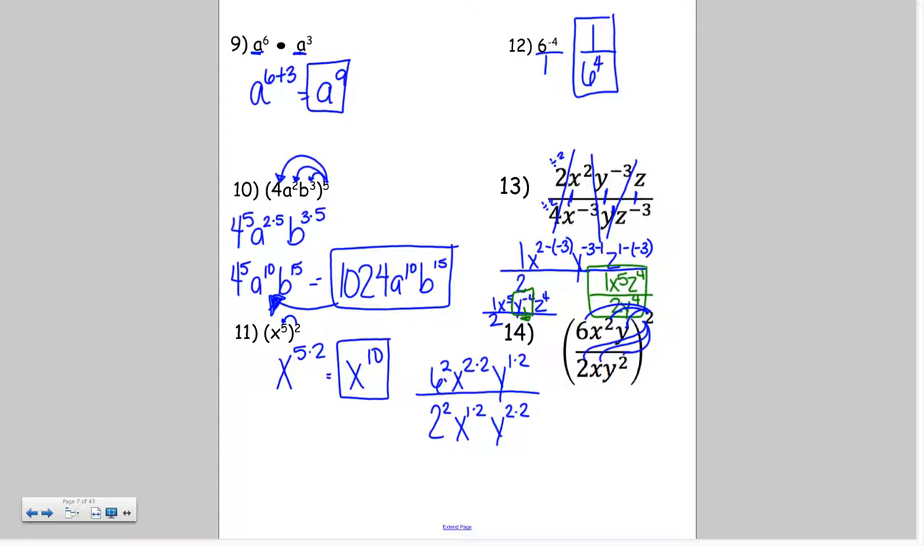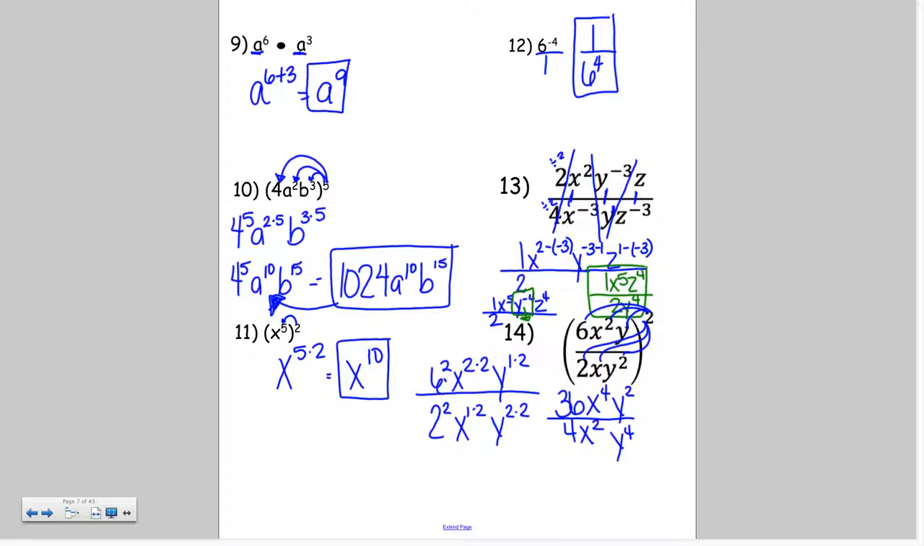Then we're going to end up with 6 squared is 36, x, 2 times 2 is x to the fourth, y to the 1 times 2 is just y squared. And that is going to be over 2 squared is 4, x to the 1 times 2 is x squared, y to the 2 times 2 is y to the fourth.